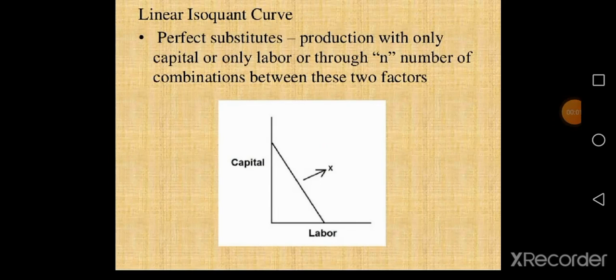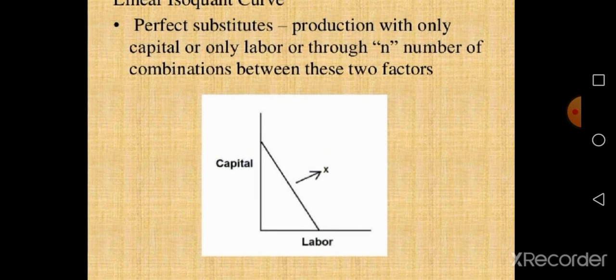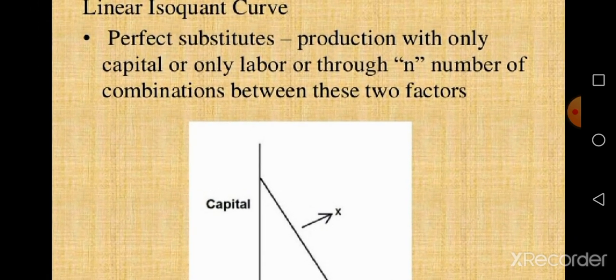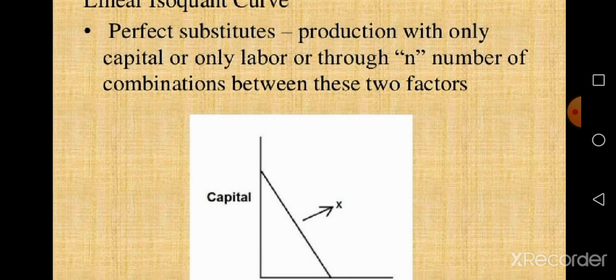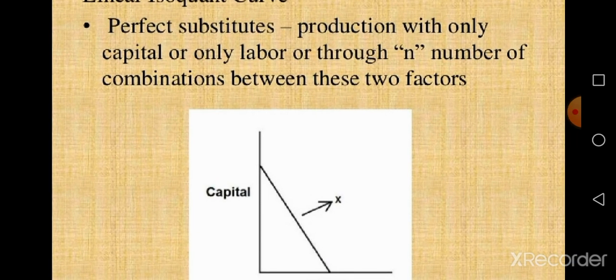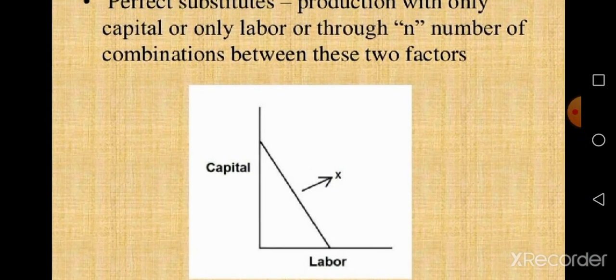So in types of isoquant, the first type of isoquant curve is the linear isoquant curve. The linear isoquant curve is the perfect substitutes production with only capital or only labor, or through n numbers of combination between these two factors. So that is called a linear isoquant.